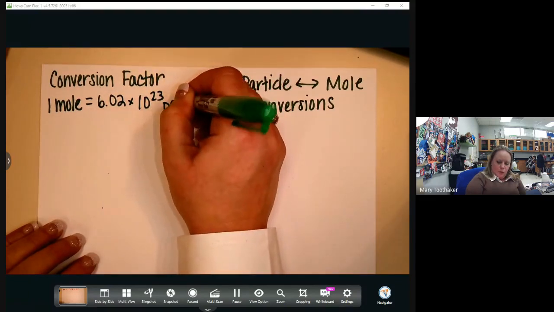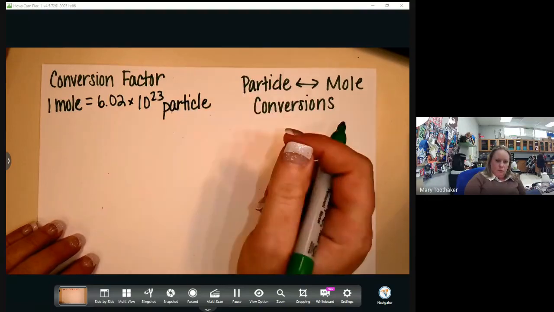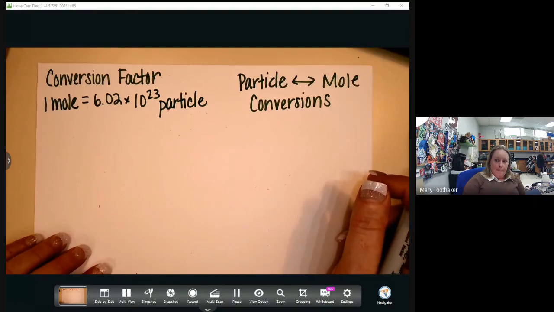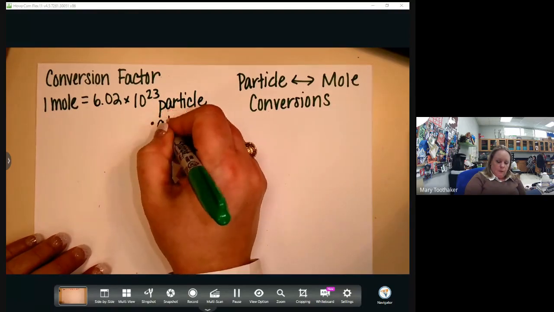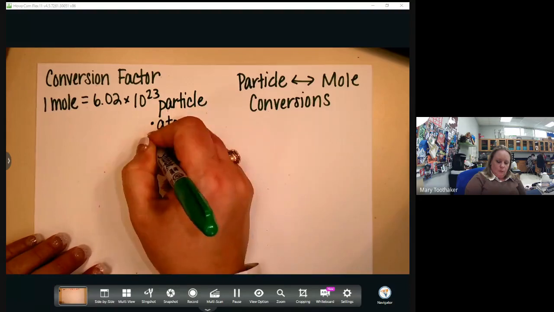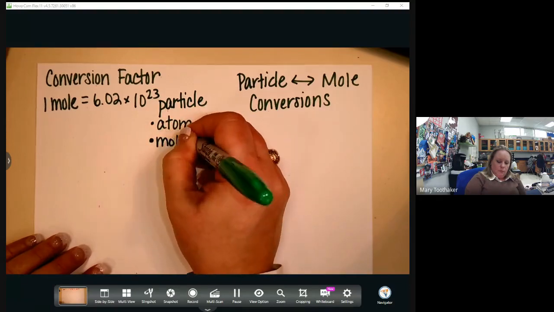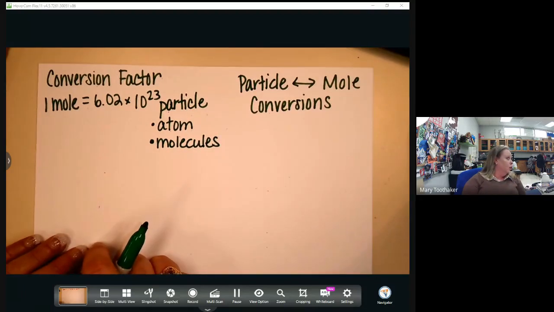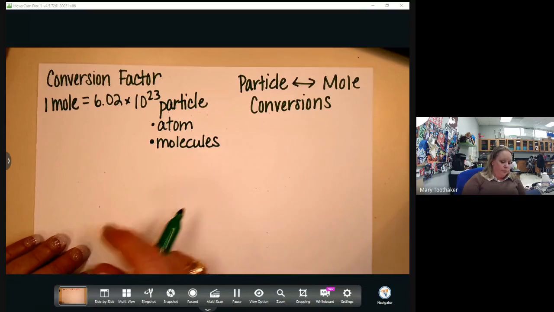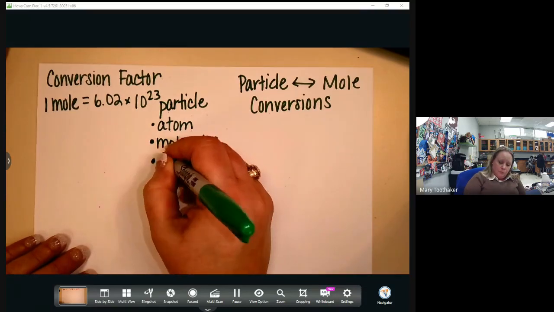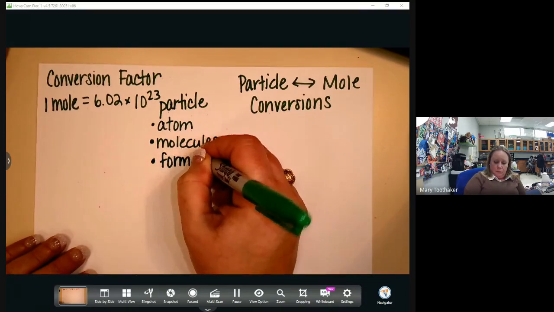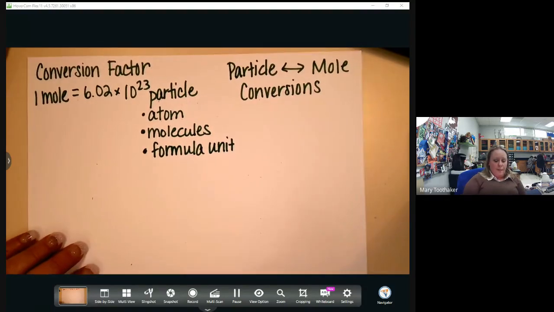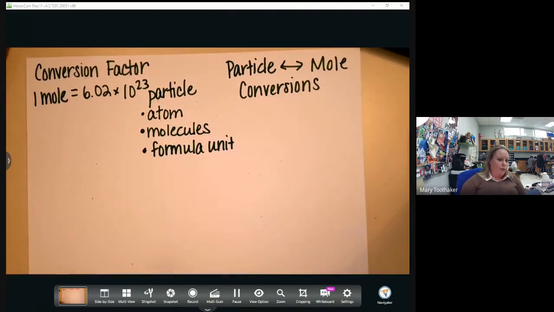Give me an example of a particle in chemistry. These are all particles. If you do not know what particles in chemistry are, you seriously need to go back to 8th grade. Atoms. Formula unit is the term applied to an ionic compound, molecules for covalent, and then of course atoms for elements.